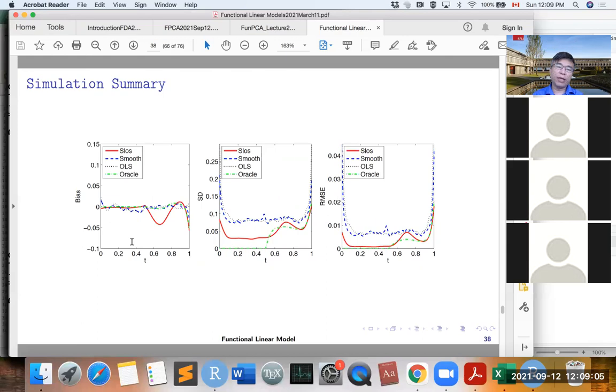And this is the summary for the estimated beta(t). You can see here, our SLoSS estimation has the smallest root mean square error, okay, and much smaller than the smooth estimator and the ordinary least squares. The Oracle smooth estimator is the estimator when we assume we know the true zero regions. Of course, in real life, we can never use the Oracle estimator, because we never know the true zero regions. You can see that our estimator is actually very close to the Oracle estimator, which knows the true regions.